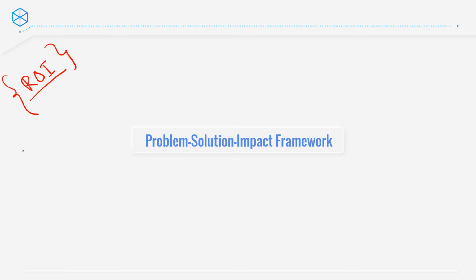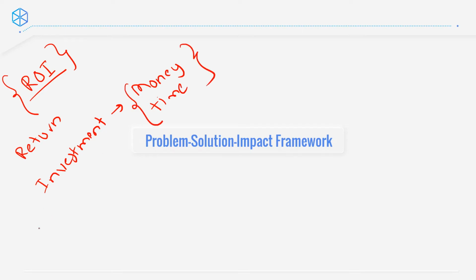ROI means return on investment. Investment could be money, time, or anything else. As long as I create a fraction of return divided by investment, I can objectively compare which investment gives me a better yield.